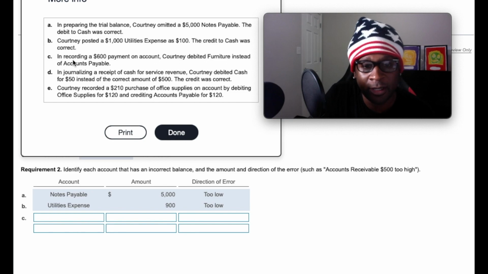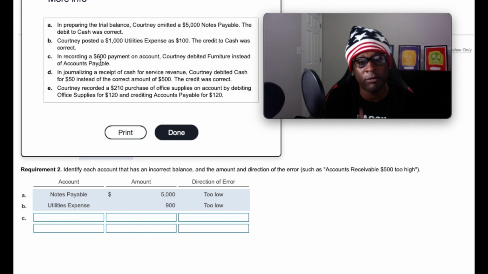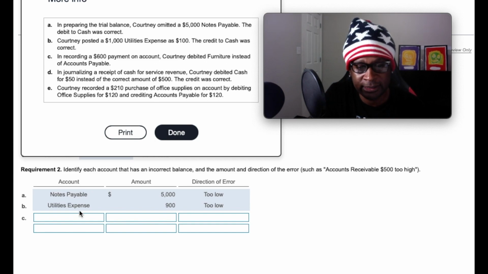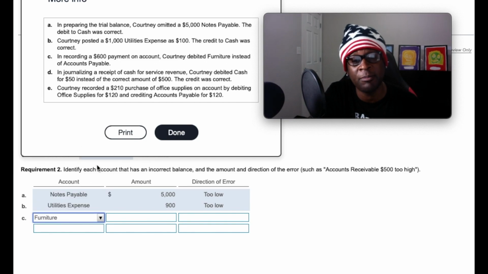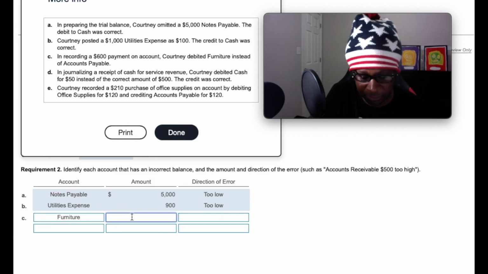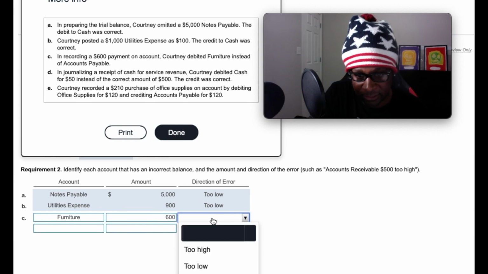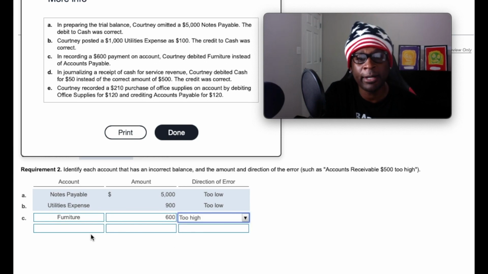Moving on. In recording a $600 payment on account, Courtney debited furniture instead of accounts payable. Now, in this situation, we already know, gang, two accounts are affected, our furniture and our accounts payable. She debited furniture incorrectly, so furniture is affected because it's being reported on the trial balance higher than what it should be. By how much? The amount she recorded, which was $600. So, too high.